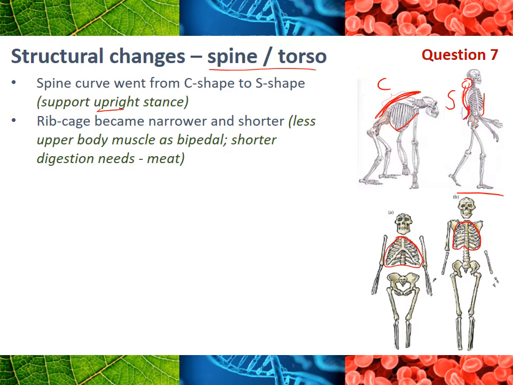There's two reasons for that. One is that we don't need as much muscle in our upper body. If you think of like a gorilla, gorillas are extremely muscly. Same as orangutans, they have a lot of muscle in their upper body because they climb trees. We don't need to do that anymore, so we've got less muscle, which means we don't need the bones to support that muscle. And then the other thing is because of our different diet, our digestion is much quicker.